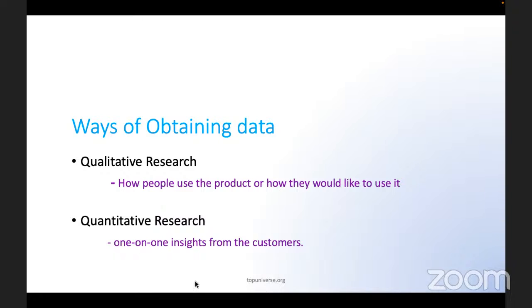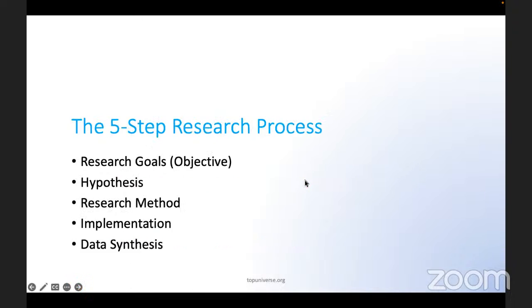Now, let's move on. We have 5 steps of this research process. The different stages are very important, and they run from the objective stage, understanding research goals, the hypothesis, the research method, the implementation, and the data synthesis, or we can say the synthesizing of data.